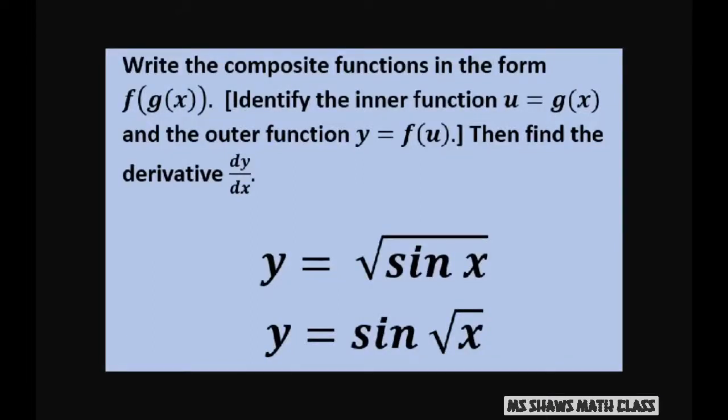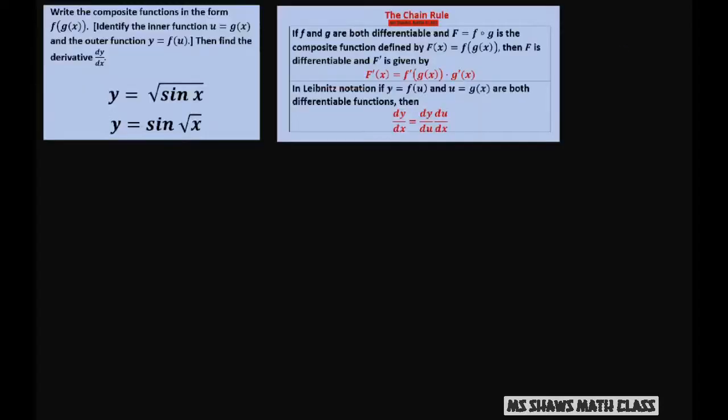Everyone, we're going to write the composite functions in the form of f(g(x)). This is an introduction to the chain rule, and these are the two examples that we are doing. We're going to identify the inner function. For the first one, the inner function would be sine of x, and for the second one, it would be square root of x. That's the difference. Then we're going to write y in the form of f of u. For the first one, it would be y equals square root of u. So let's get started with these and use the chain rule.